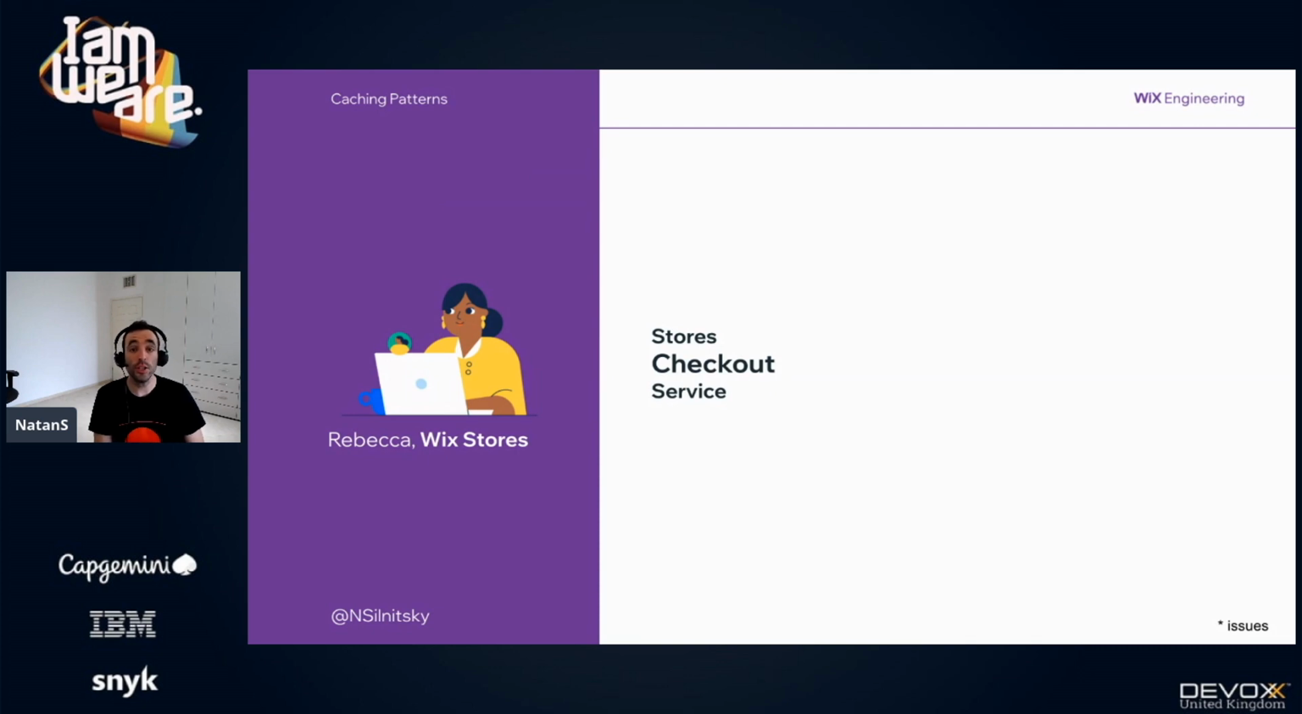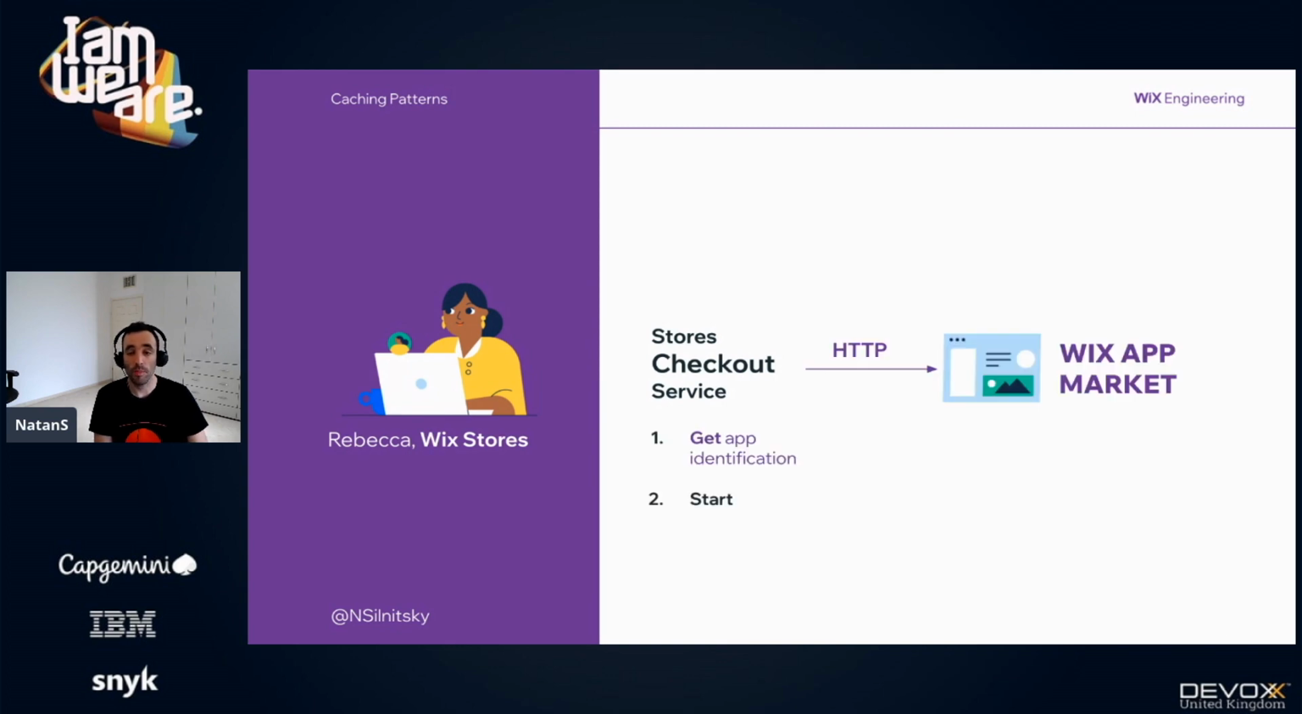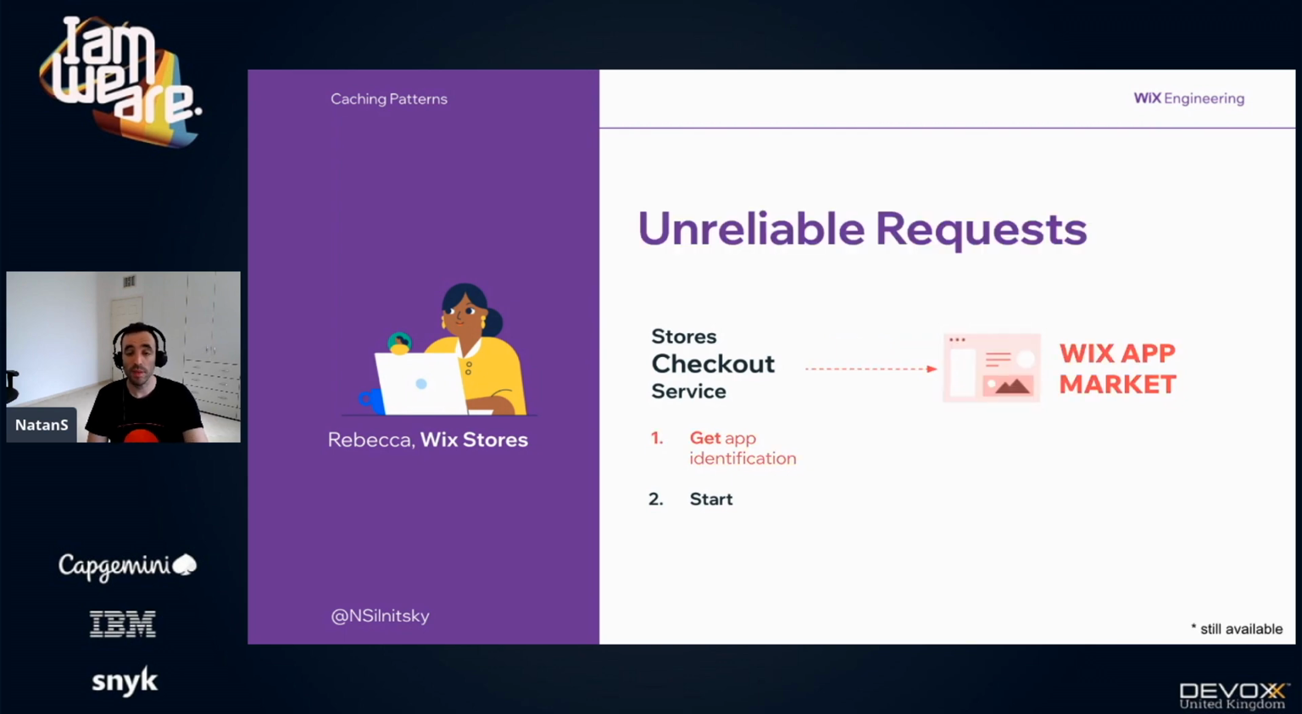So let's see a few issues that Wix developers are faced with from time to time. We have Rebecca from Wix Stores, and she's in charge of Stores checkout service. Now, Stores checkout service requires to fetch some app identification information from the Wix app market. It does that when Stores checkout service starts up, and it is required in order to be configured correctly. But what happens if the second party service is unreachable for some reason? Maybe there's network connection problems, or maybe even Wix app market service is currently down. If we don't deal with it, it means that Stores checkout service will also be down because it doesn't have the information required to start up correctly.